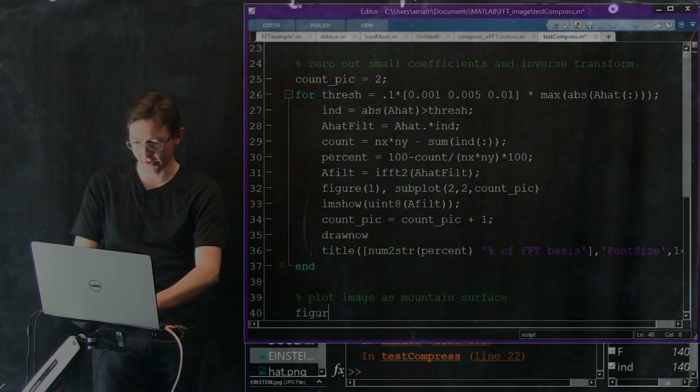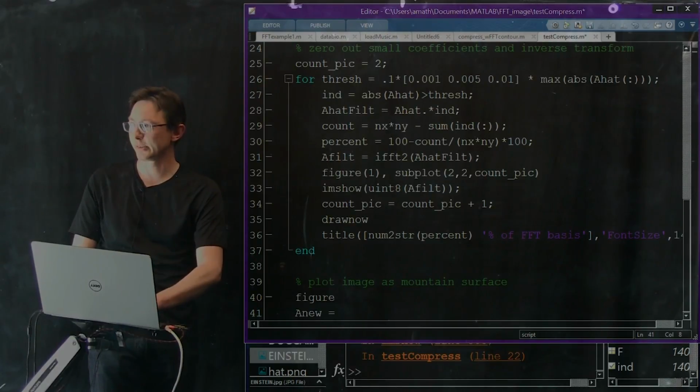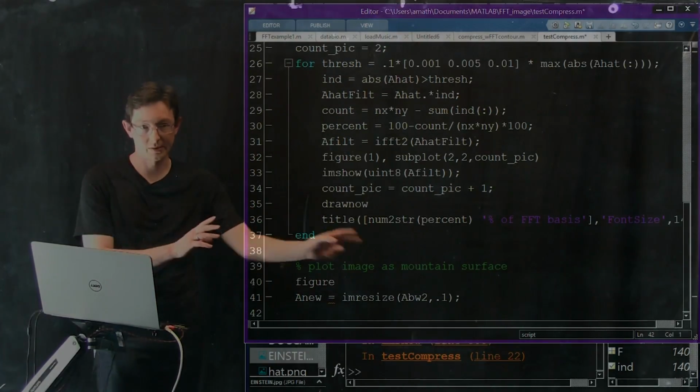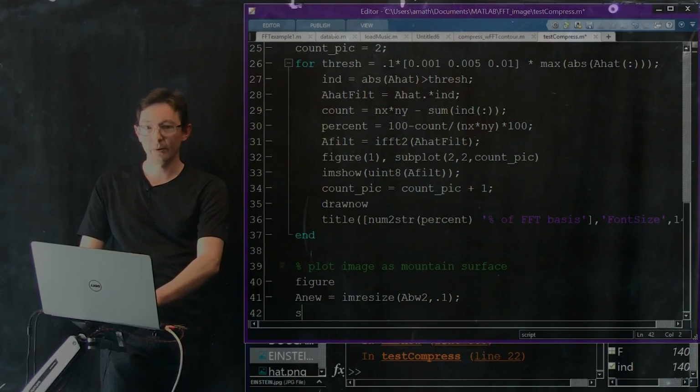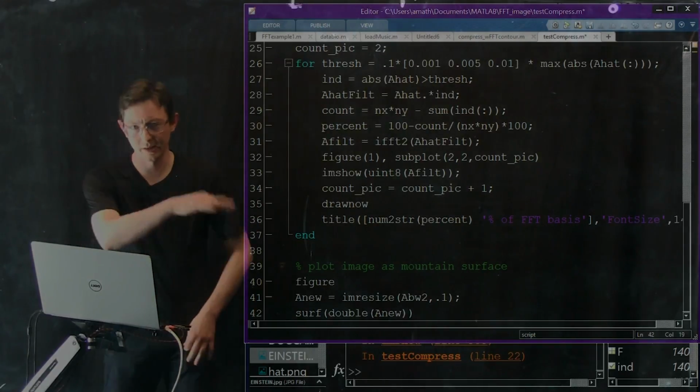Okay, so I'm going to make a new figure and I'm going to make a surface plot. So I'm going to make a new image equals image resize of my full image, A black white 2, and I'm going to downsample it by a factor of 10. So I'm going to resize it so it's 10% as large. And I'm going to make a surface plot of this new matrix.